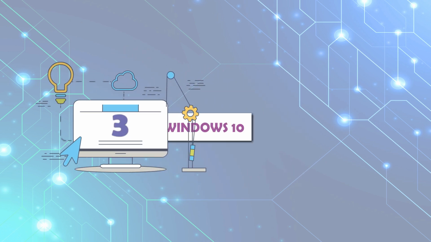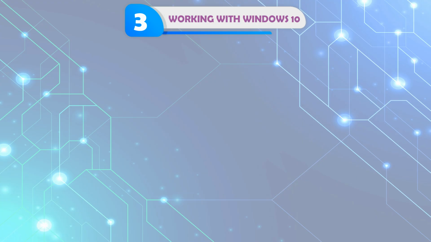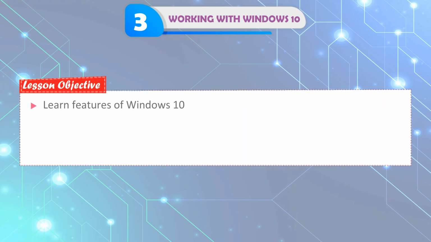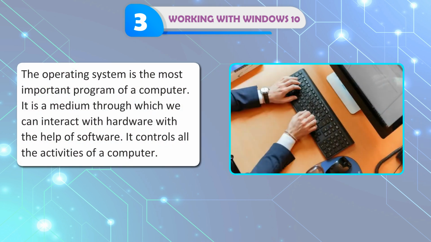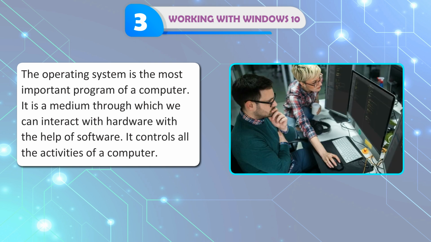Chapter 3. Working with Windows 10. Lesson Objective. Learn features of Windows 10. Learn Windows Explorer. The operating system is the most important program of a computer. It is a medium through which we can interact with hardware with the help of software. It controls all the activities of a computer.